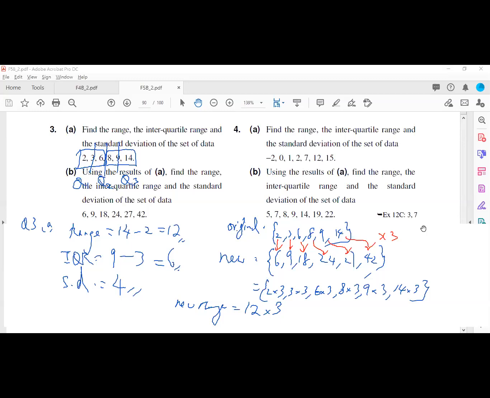And then, so new range will be equal to the original one times 3. So that should be equal to 36. And then the new interquartile range should be the original one times 3. That is 18. And then the new SD will be the original one times 3. That is 12. Okay? So these are the answers. Can you get this?